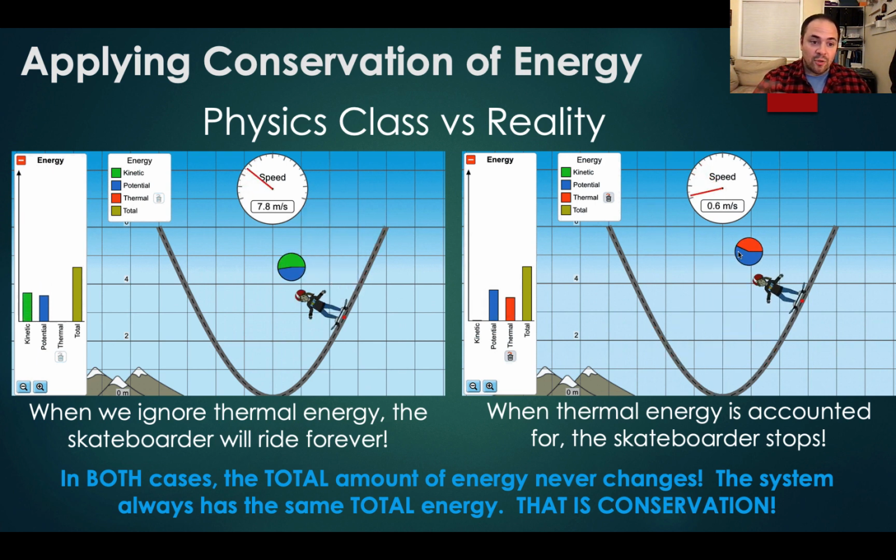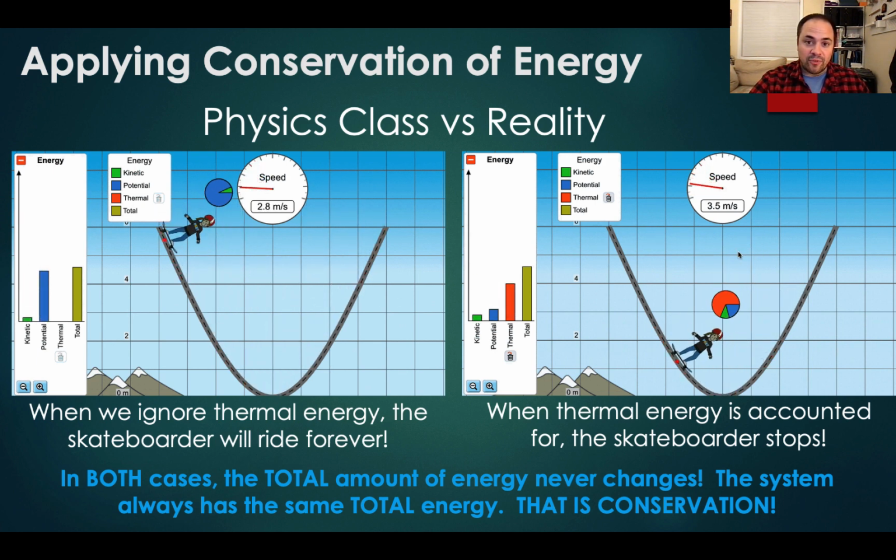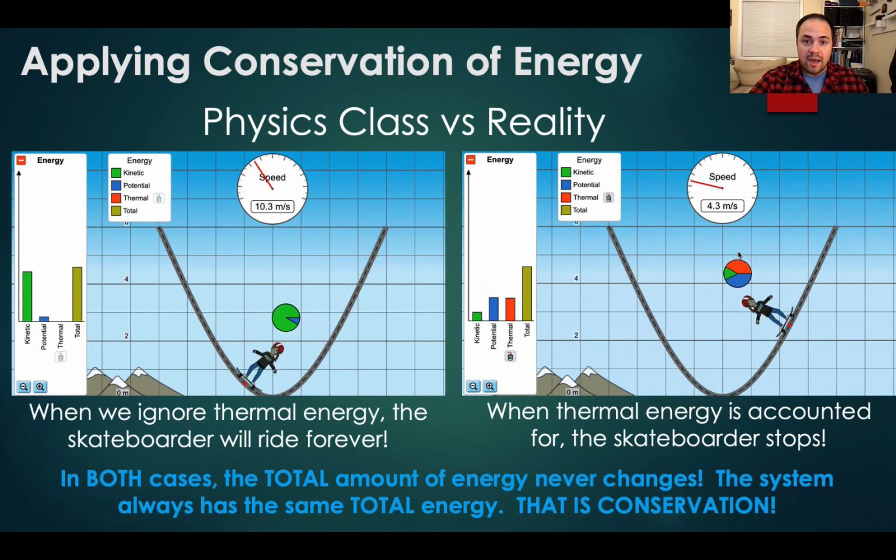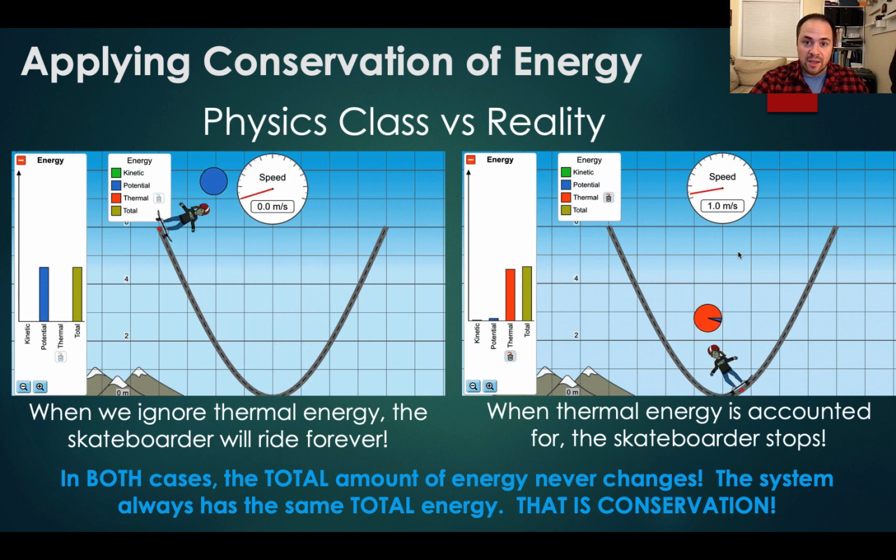Now you'll notice in both sides, in both examples, the total system energy remains constant. It's fixed. And so no matter what type of energy is currently in the system, the total system energy remains unchanged. And that is conservation of energy. No matter what's being transferred or transformed, the same amount is still there.